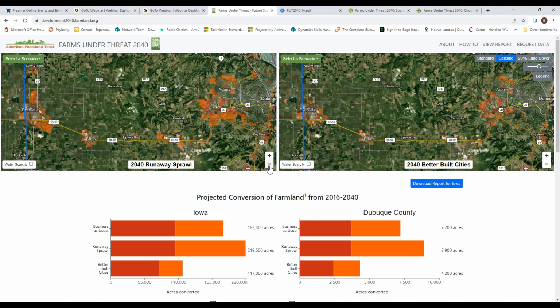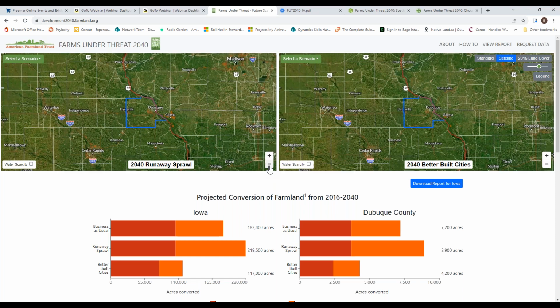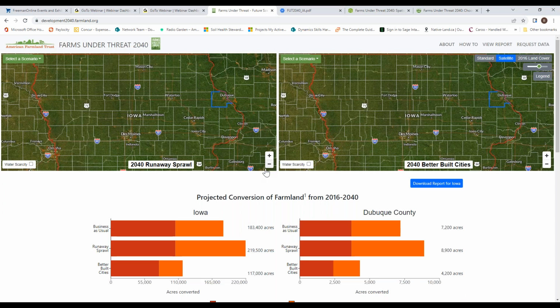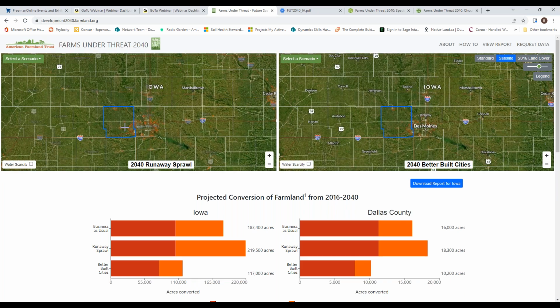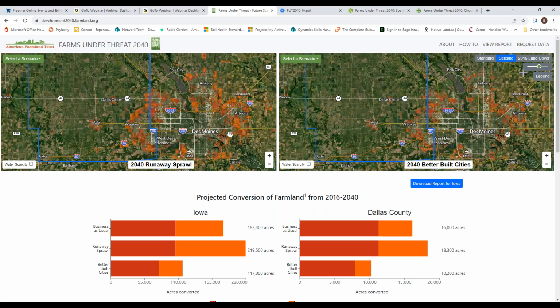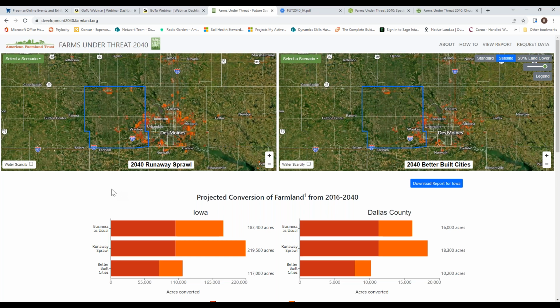Let's look at another area. The report listed Dallas and Polk counties as being two of the three most vulnerable areas, and those are both around Des Moines, Iowa. So if we zoom in around Des Moines and look at that area, we'll see again the difference between the left-hand map and the right-hand map: more orange and red on the left-hand map, indicating greater levels of development under the runaway sprawl compared to the scenario using the better built cities.